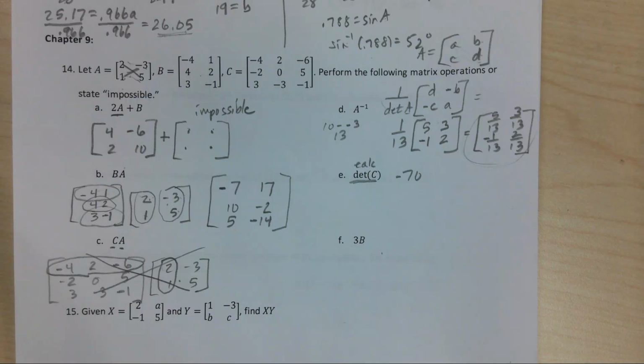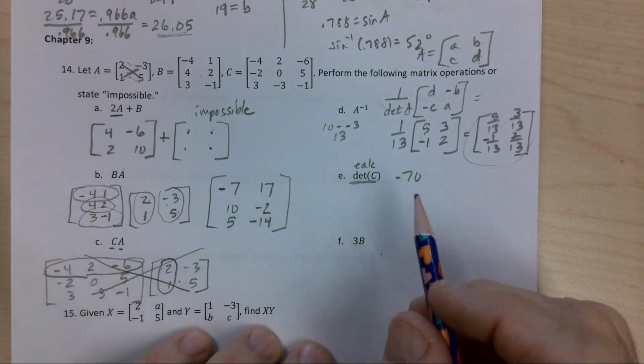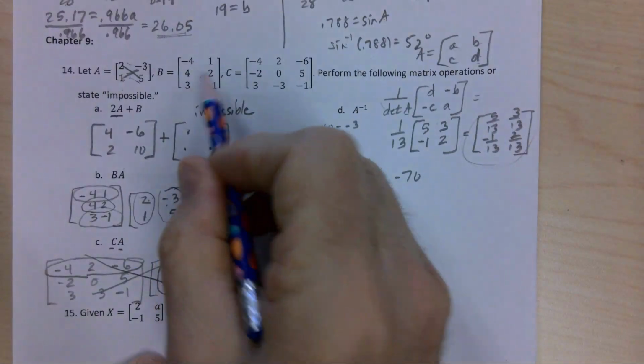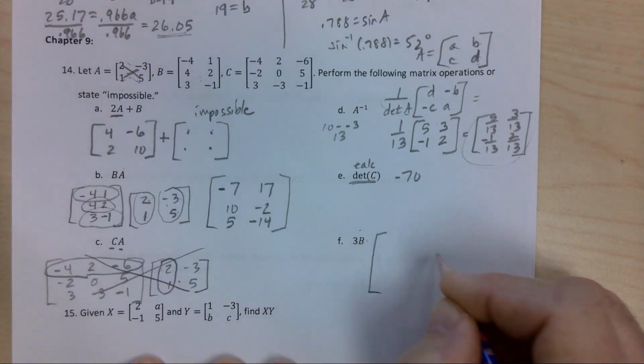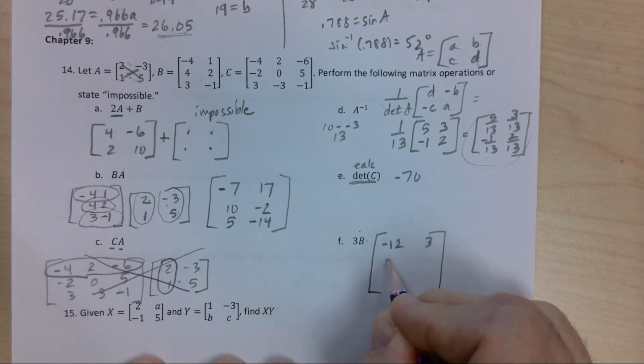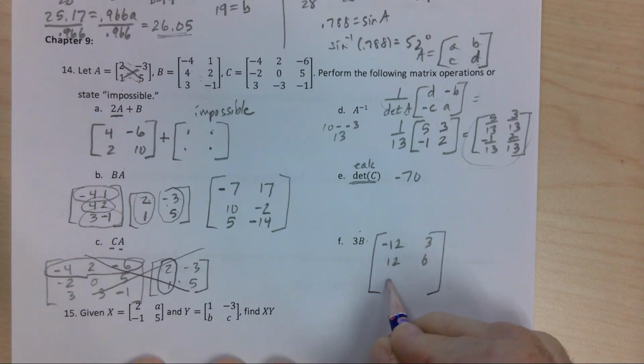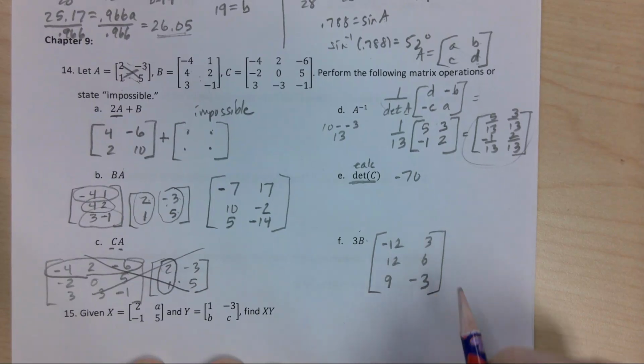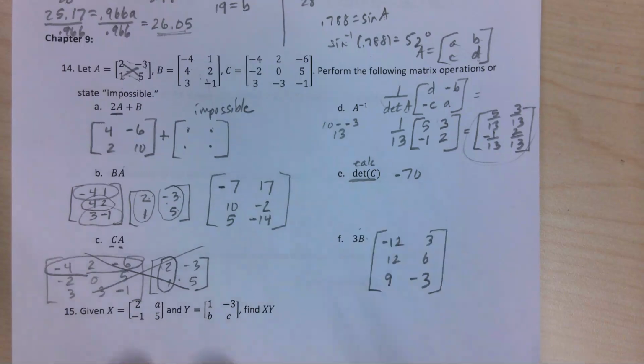Letter F is almost insulting. It's just saying take matrix B, multiply everything by 3. So just don't make a silly mistake. So negative 12, 3, 12, 6, 9, negative 3. Just triple everything.